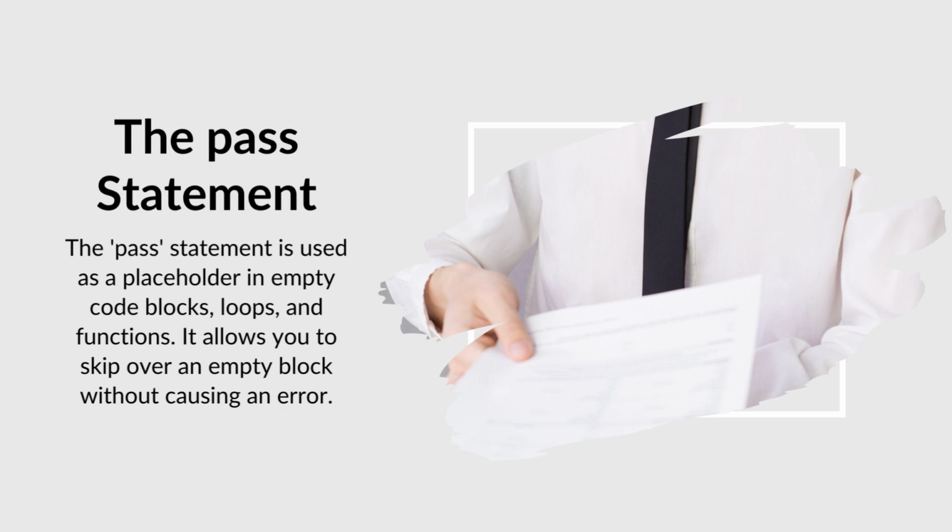Next, let us know about the pass statement. The pass statement is used as a placeholder in empty code blocks, loops, and functions. It allows you to skip over an empty block without causing an error. The pass statement is also a null statement in Python. When the pass statement is executed, nothing happens, but you avoid getting an error when empty code is not allowed. Empty code is not allowed in loops, function definitions, class definitions, or in if else statements.